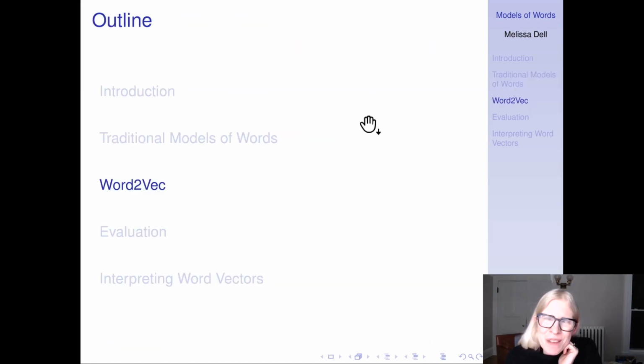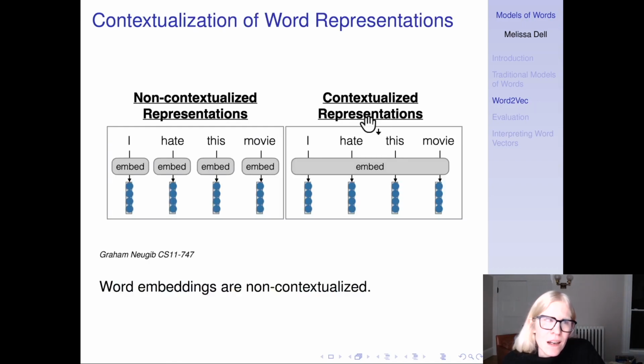All right, so now I want to jump to Word2Vec and see how Word2Vec created these word embeddings, where again, remember the goal is that words that are used in similar contexts should have similar representations. And so what Word2Vec does is to create non-contextualized representations. So, I hate this movie.